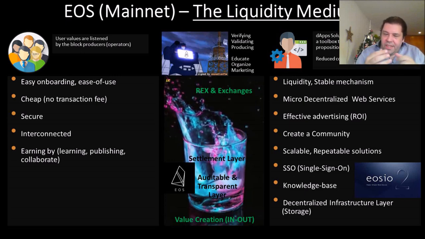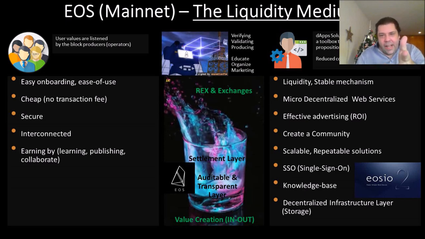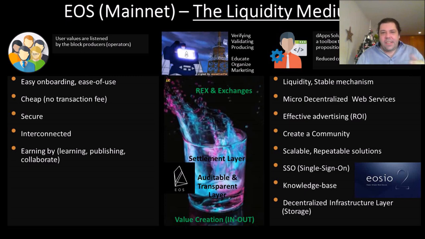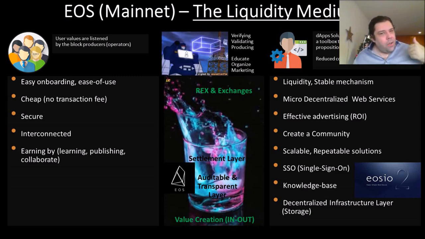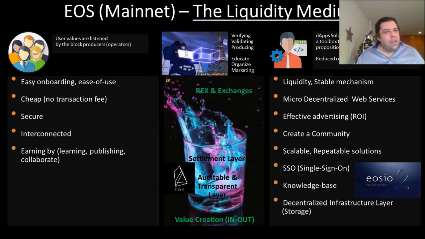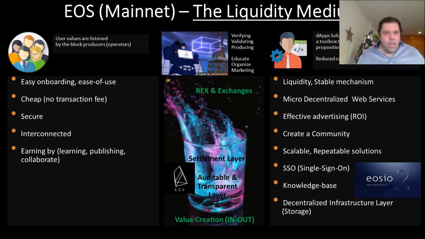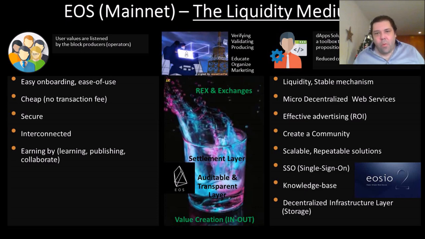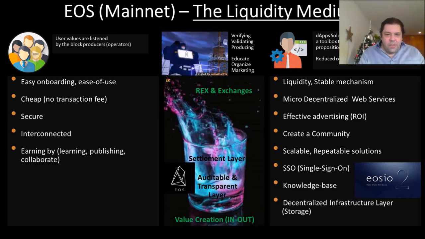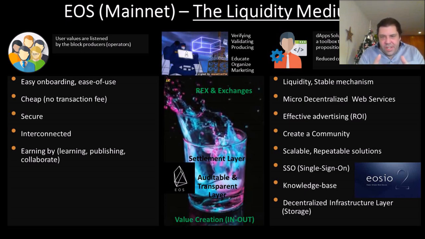It is maintained by block producers that you see producing blocks on the top here, the robot here. Here I have taken the example of the EOS Nation block producer that is verifying, validating, producing blocks like all other block producers. But EOS Nation has had something different since the very beginning. They educate, they organize, they lead, they do marketing. They are not just here to verify, validate and produce blocks. There are other block producers that do the same, and for this reason they are among the 21 active block producers. So you see here this glass, this is the EOS mainnet. This is the settlement layer. This is the auditable and transparent layer.